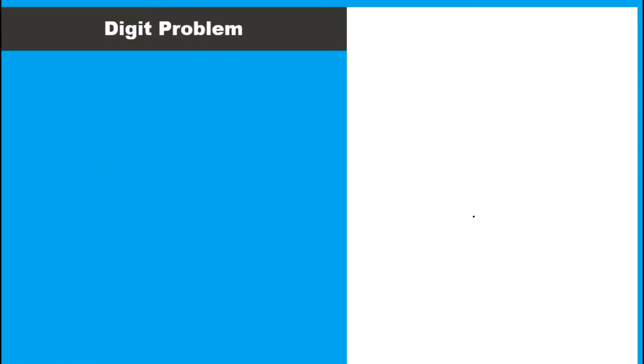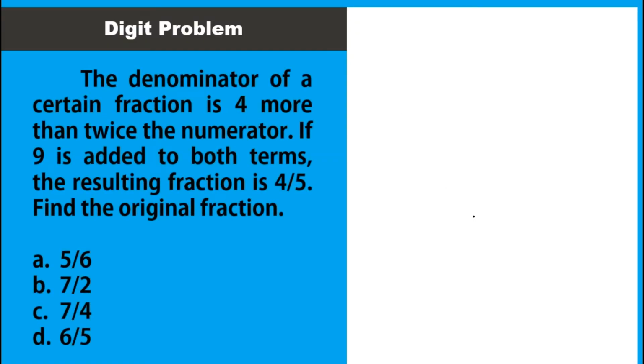For example, we have here: the denominator of a certain fraction is 4 more than twice the numerator. If 9 is added to both terms, the resulting fraction is 4/5. Find the original fraction. So the fraction, let's say f, is equal to the numerator over the denominator.